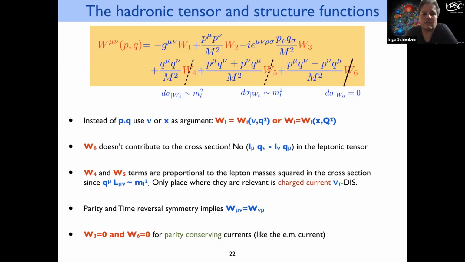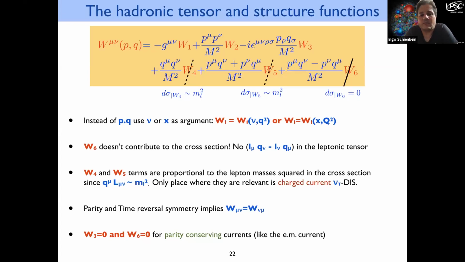And this is due to current conservation: if you contract the leptonic tensor with q^mu, this is proportional to the lepton mass squared. In the electromagnetic case, it would just be 0 due to current conservation. But even in charged current DIS with W boson exchange, the current would be conserved if we neglect the lepton mass. Otherwise, it's not exactly conserved, but you get terms proportional to the lepton mass squared.